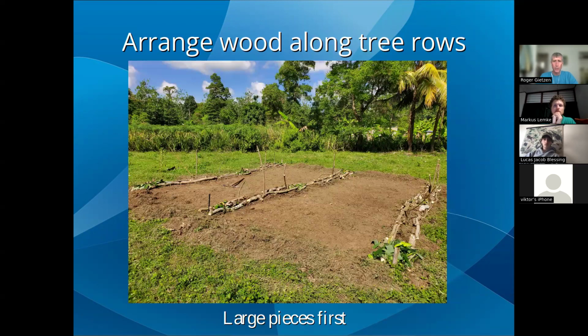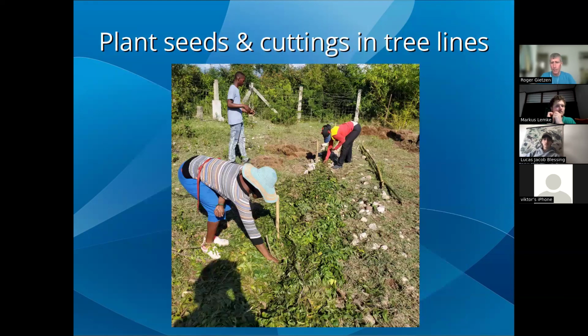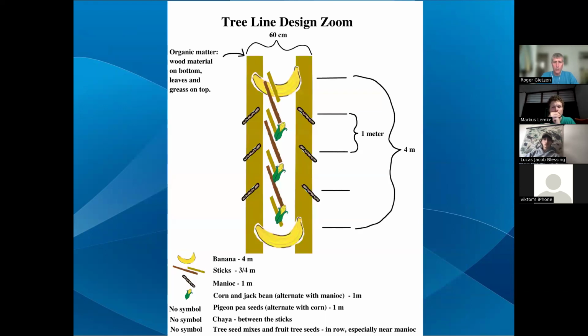This is just a picture to kind of show you in stages how we did it. Here you see the wood is laid down. The bananas have been planted. We've put the stick cuttings in there that will grow. And then we came through and mulched it. And then after we mulch, we plant the seeds. I don't know if everybody's getting the sequence and how we're doing this.